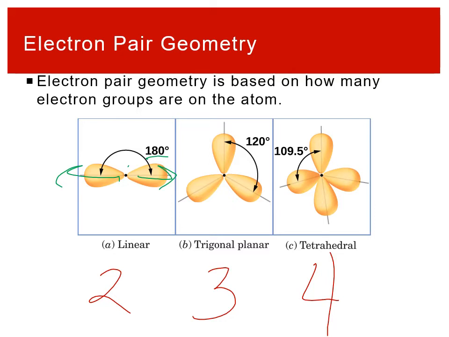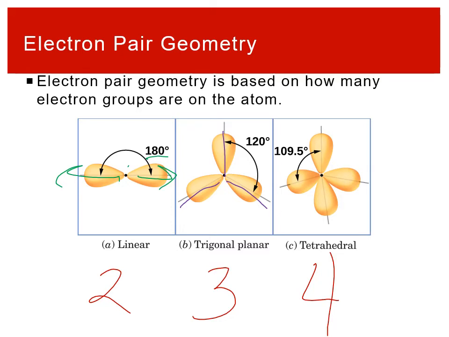Then if we go up to 3 groups, again, they spread out. We get what's called trigonal planar. So trigonal meaning you have 3, planar means they're all flat. So this is still a 2-dimensional representation, and you're now 120 degrees. They have to get closer together because you have more groups.